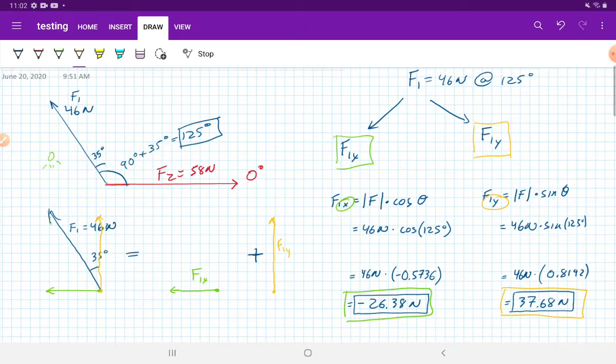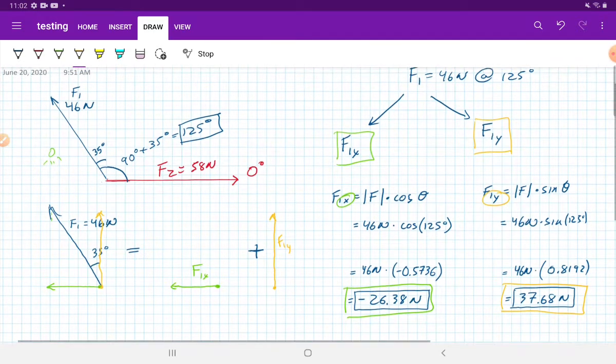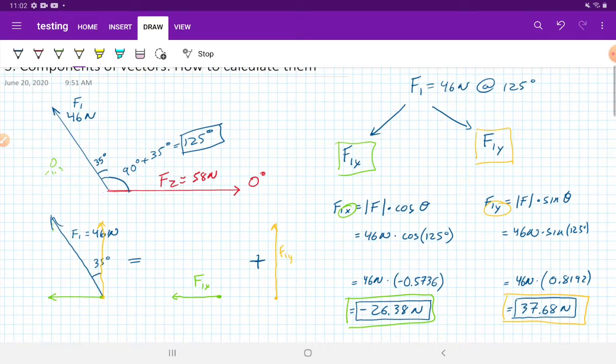Now I'm going to do force 2 very quickly, and instinctively you can do it without doing any calculations. You should be able to see that, hey, force 2 is acting at 0 degrees, right? So all of this 58 is in the east direction. So my F2x, force 2, is the full 58 newtons. All of it's pushing along the x-axis. However, in the y direction, none of this is pushing up or down. So the F2y is 0.